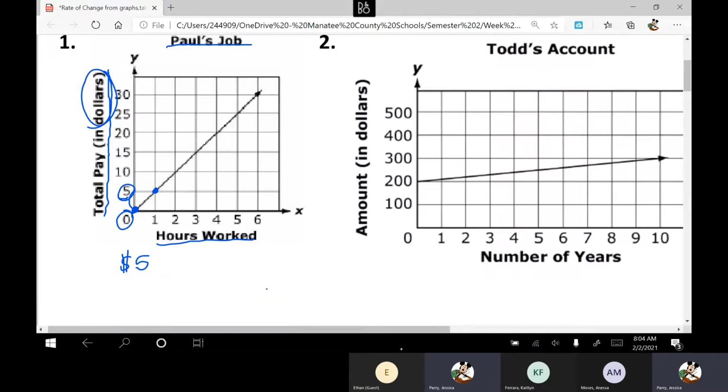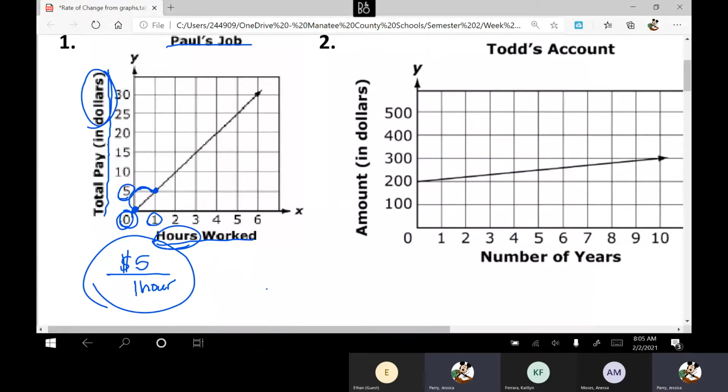That was our rise. And then we're going to get our run here. We go from 0 to 1. So 0 to 1, that is just 1. And that is 1 hour. Okay. So the rate of change for Paul's job, he gets the $5 for 1 hour. So $5 every 1 hour is his rate of change. That would be your final answer for number 1. It's just finding slope, but you just have to be a little more focused on the details to make sure you have every piece of information written in your answer.